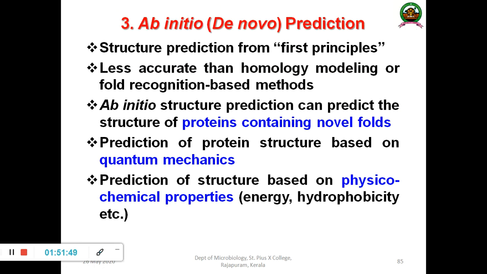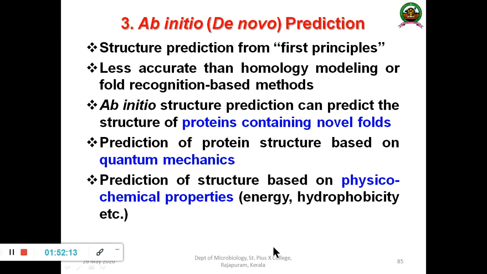Then the next one is de novo prediction, or ab initio prediction. Ab initio means first principles. This is less accurate. If there is no method possible, we do not have any method, either homology modeling or fold recognition, nothing is possible, then what can you do? You can check if the proteins have any novel fold.